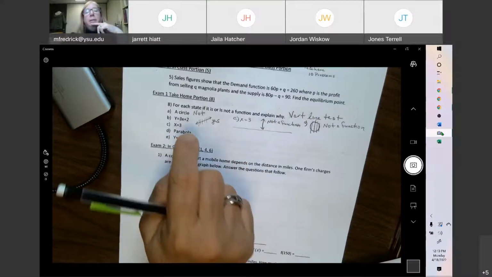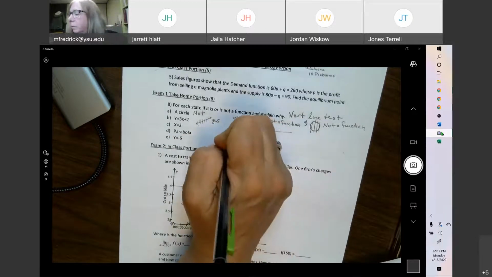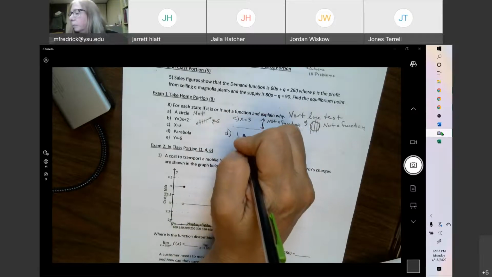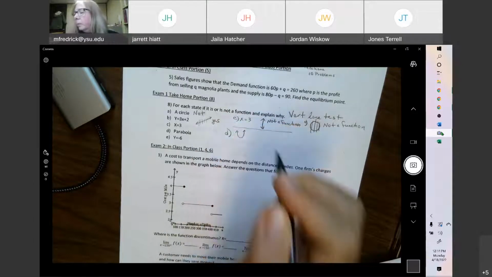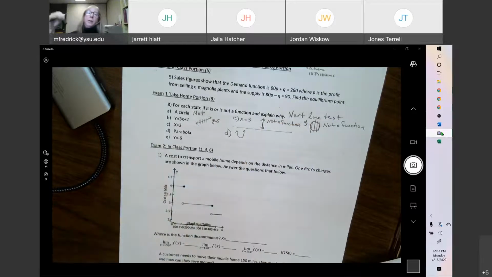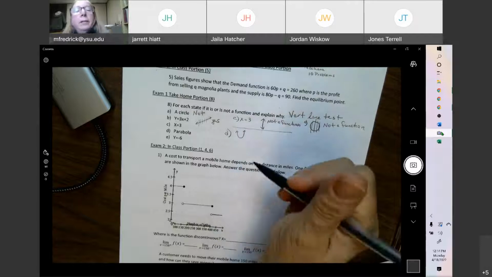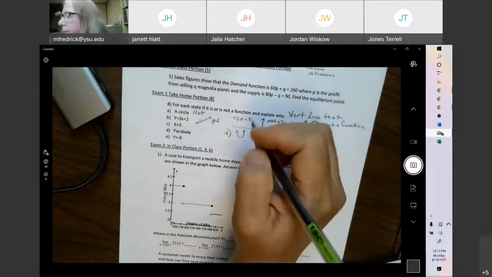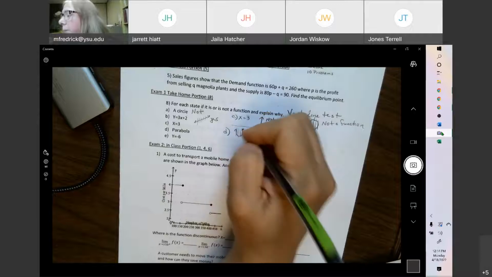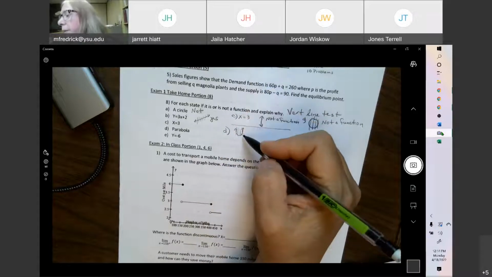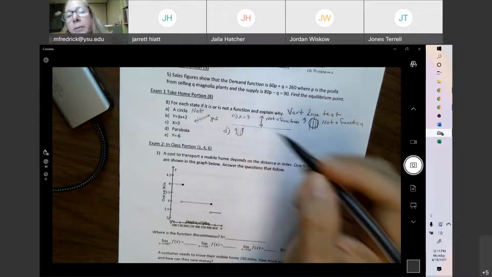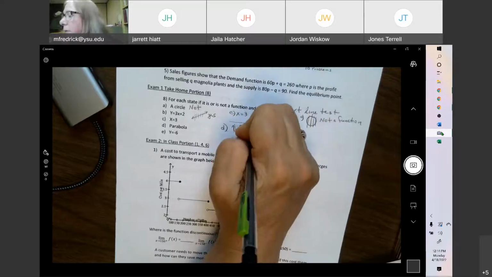How about a parabola? Is it a function? Parabola looks like this, either going up or down. Will it pass a vertical line test? It will pass because these are not going straight up. They're going slowly at an angle. So it will pass the vertical line test. It is a function.